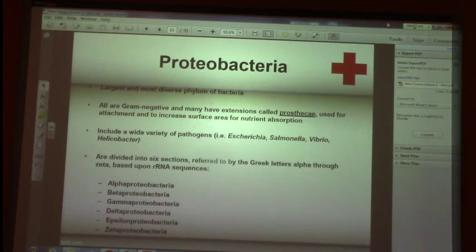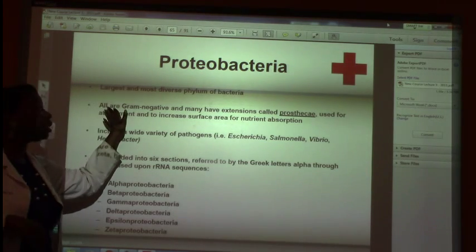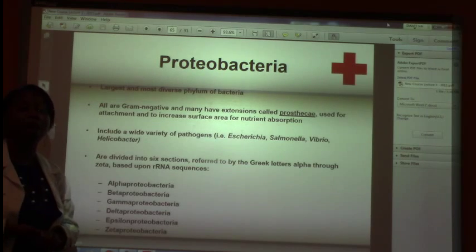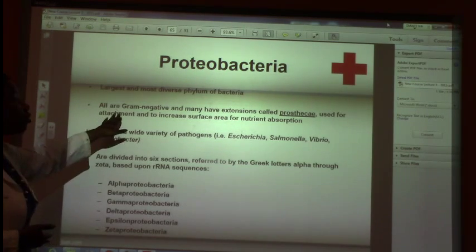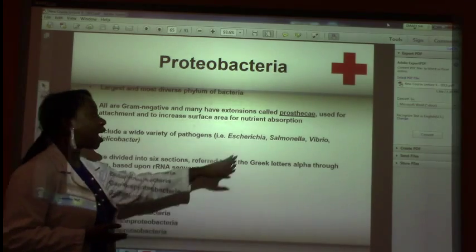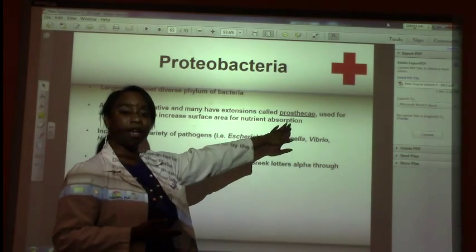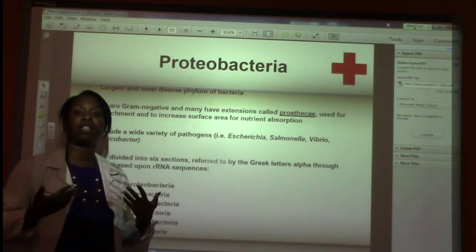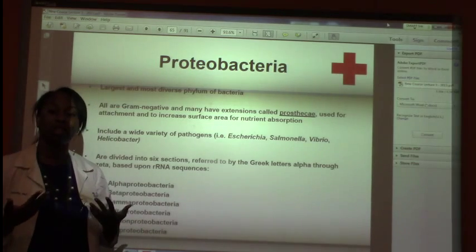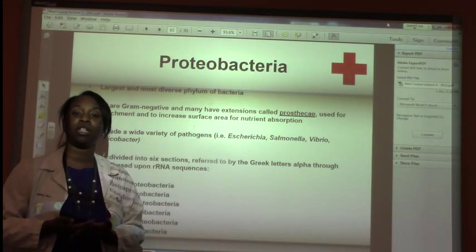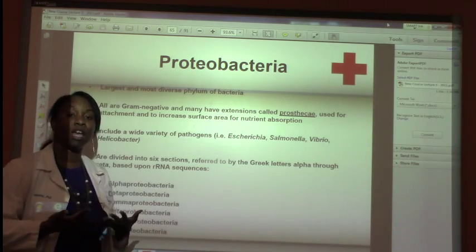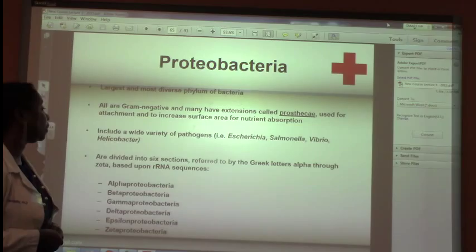The next phylum will be the Proteobacteria phylum. This happens to be the largest as well as the most diverse phylum of the eubacteria under domain bacteria. All of these are going to be gram-negative, and they have many extensions including prosthecae, which are basically cellular extensions that are used for increased surface area to obtain more nutrients. So these are not cellular extensions that are used for motility. They are not utilized for motility.